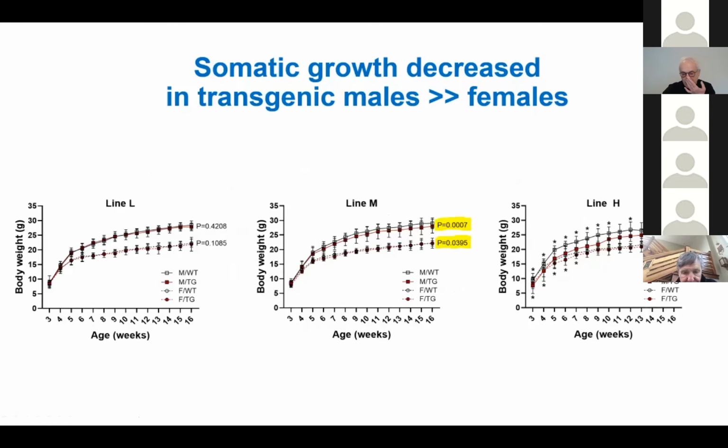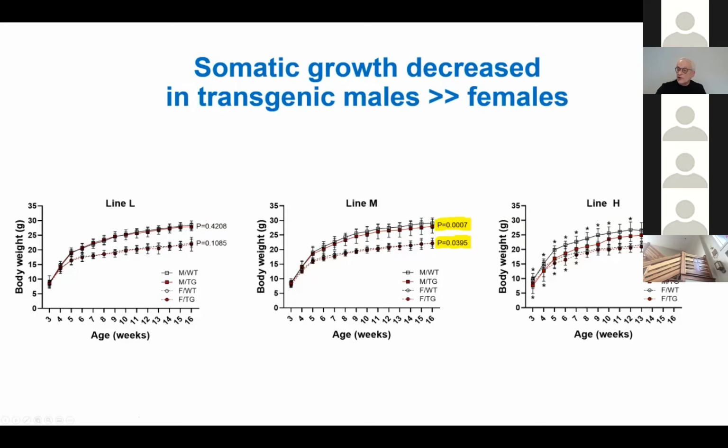Here are the growth curves, and the growth curves are relatively normal. The top line is the males, the bottom line is the females, and you can see that the red transgenic line and the open symbol, wild type, are right on top of each other in line L. They begin to separate in line M, where the transgenic males are smaller, and there is a statistically significant but barely visible decrease also in females, and this becomes greater in the H line.